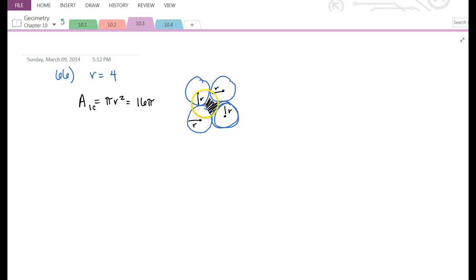Okay, my picture's not very good, but I can draw a box around this. Basically, my shaded area is the square minus all of these quarter pieces of a circle. But I know each quarter piece is the same because they're congruent circles. And since there's 4 quarter pieces, that's essentially the area of one circle.